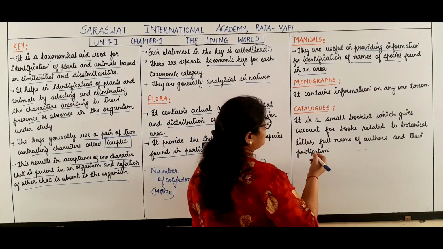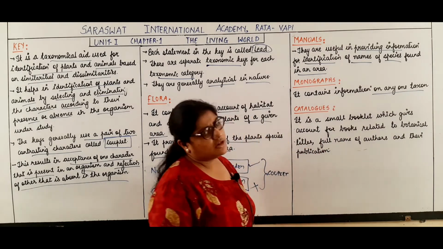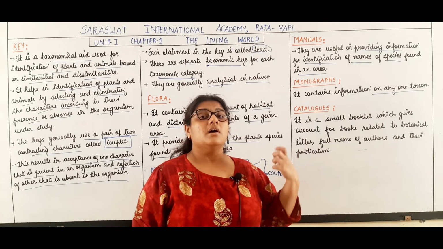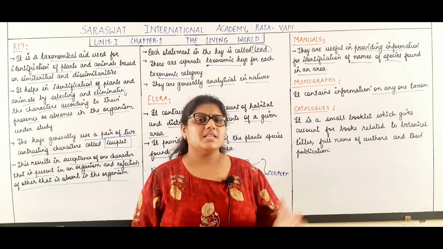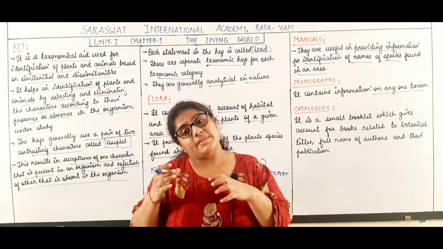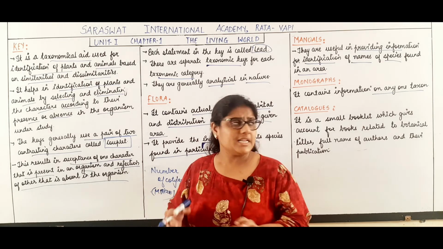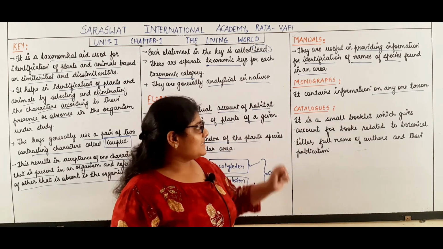Now next one is monograph, which contains the information of one taxon. Say for example mammal is one taxon. Say for example angiosperm is one taxon, gymnosperm is one taxon, reptile is one taxon. So when something provides the information for only one taxon, what is it called as? Monograph. Now students, lastly catalogues.